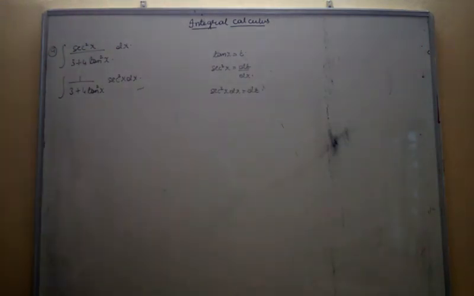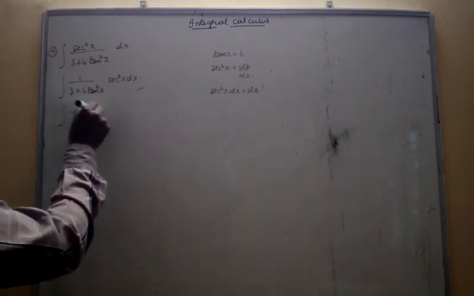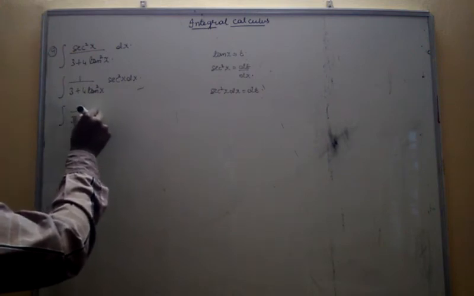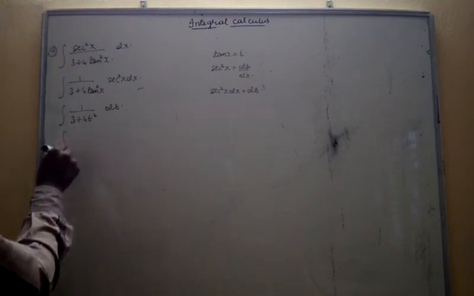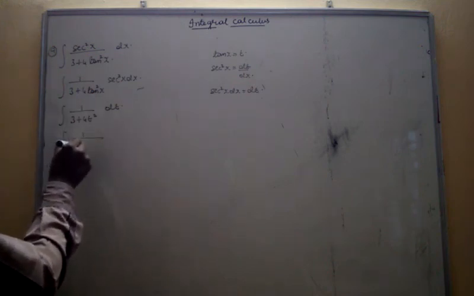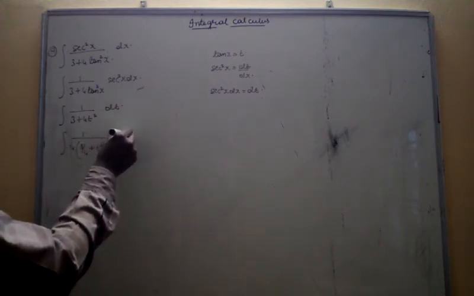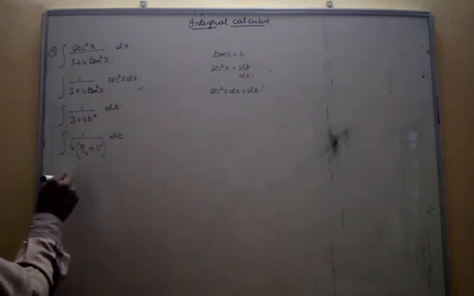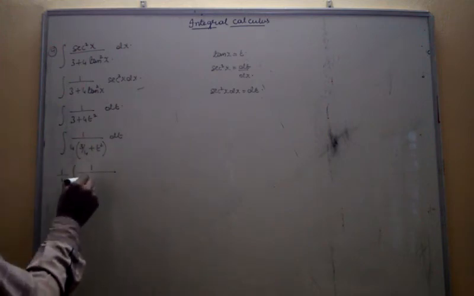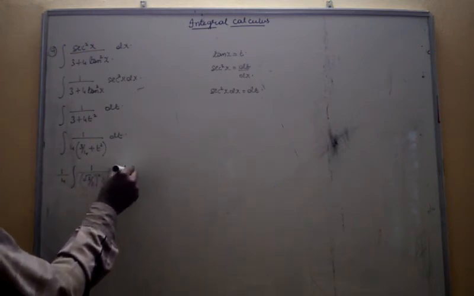Then substitute here. Before substituting, remove the common factor. Let us substitute: 1 by 3 plus 4 t square into dt. Then if you take 1 by 4 common, it is 3 by 4 plus t square dt. Then 1 by 4 is a constant, integration of 1 by square root of 3 by 2 whole square plus t square dt.